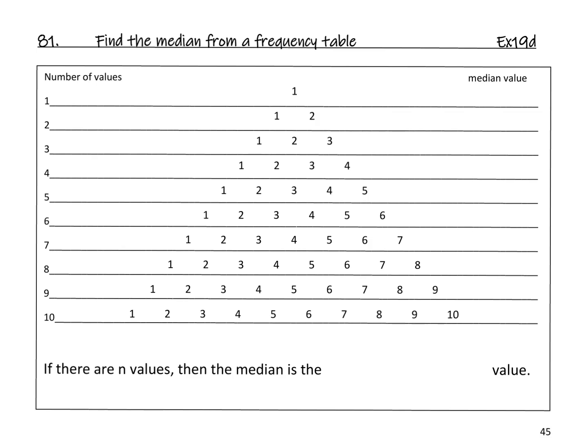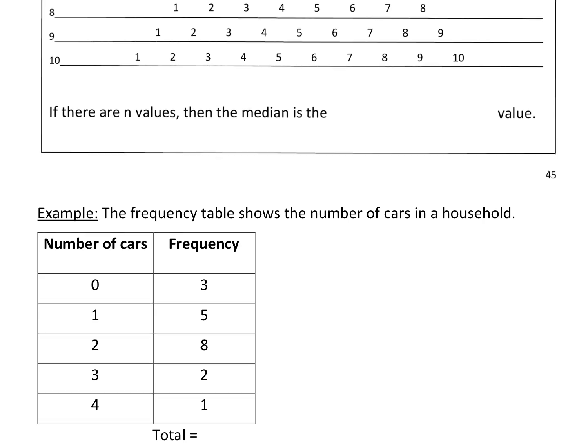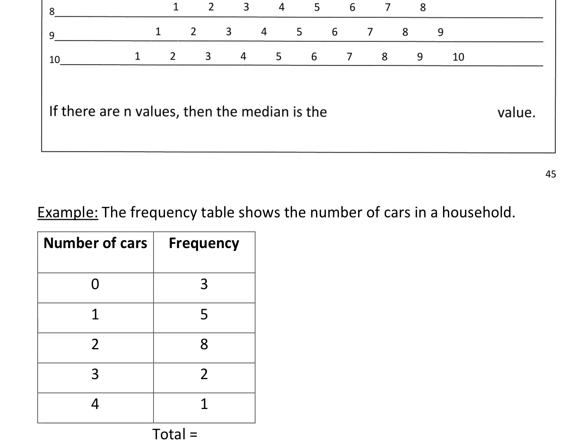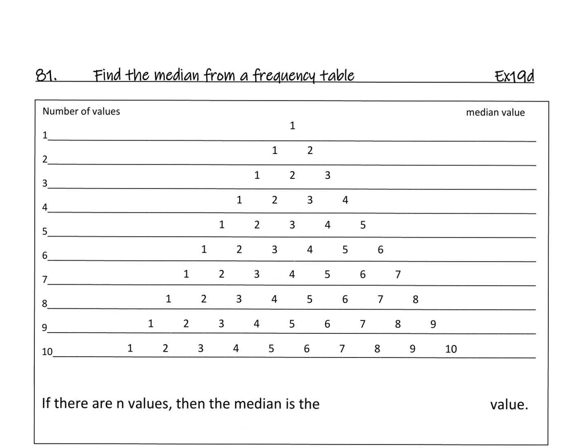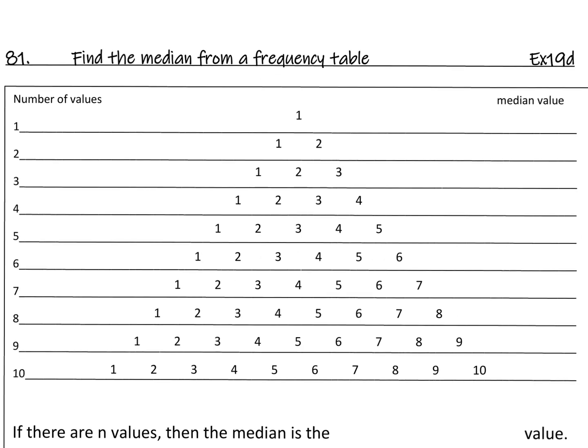In this video, we're going to find the median from a frequency table. If you're revising, you can pause the video and have a go at that example. This here is just to help you see how we get the formula for the median, to know which one the median is. If there is one value, then the median is just the first. If there are two values, the median's halfway between that, which is 1.5.